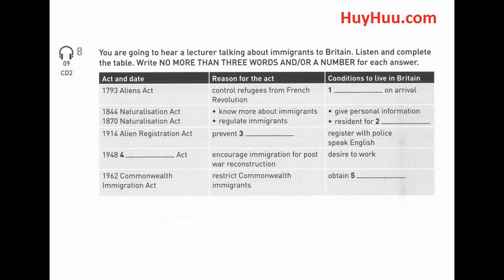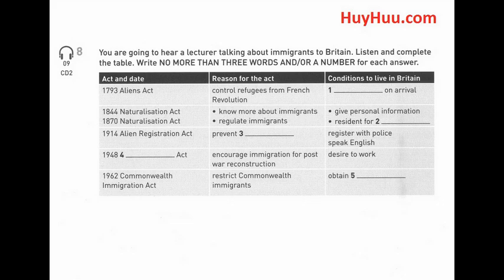Many people have immigrated to Britain and become citizens over the last 200 years, and in today's lecture I'd like to look at the various laws or Acts of Parliament introduced to deal with those people who came to live in Britain. In 1793 there was the Aliens Act, which the British government introduced to control the number of refugees fleeing to Britain to escape the revolution in France.